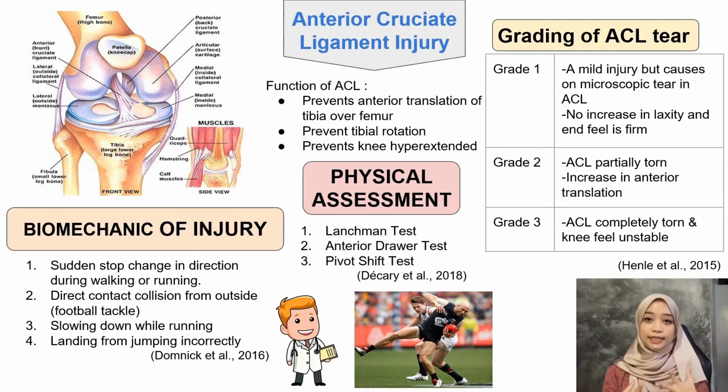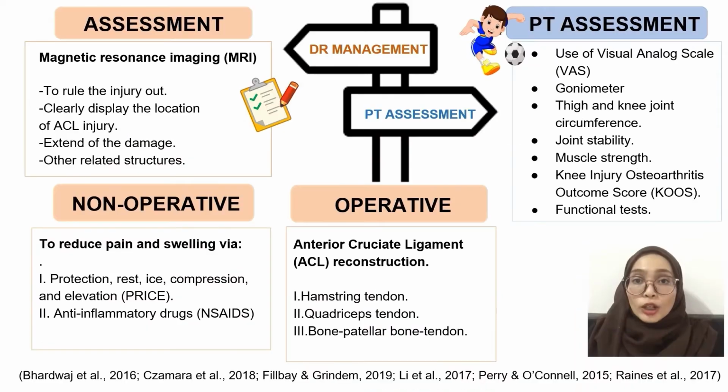Next, for physical assessment, there are three: Lachman test, anterior drawer test, and pivot shift test. The grading measurement is based on the translation of the tibia and the degree of the tear of the anterior cruciate ligament. The doctor will do assessment by using MRI. This can give a clearly defined image of all structures at the knee, including ligamentous injury and other abnormalities.